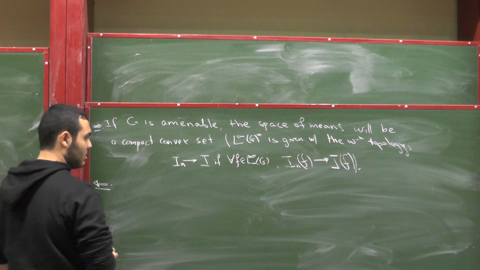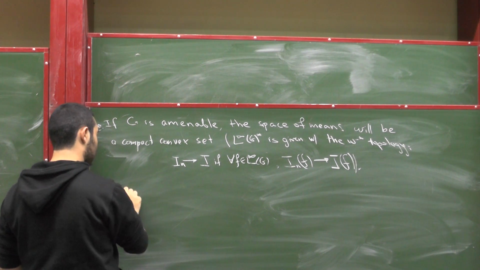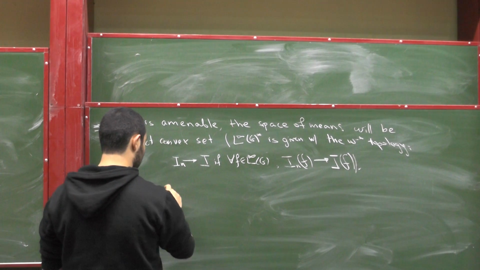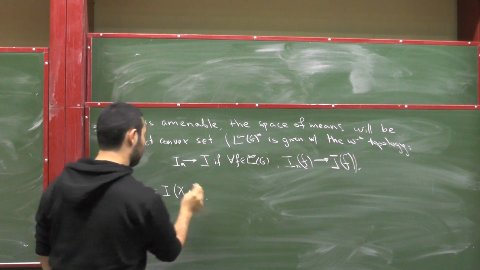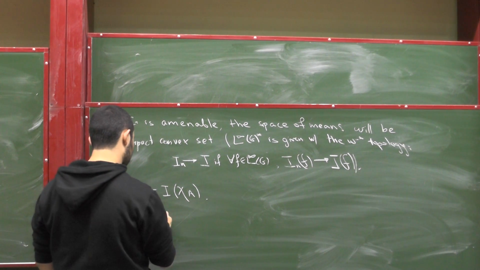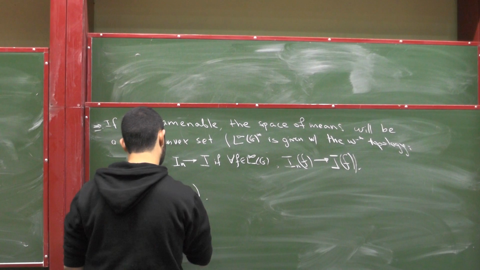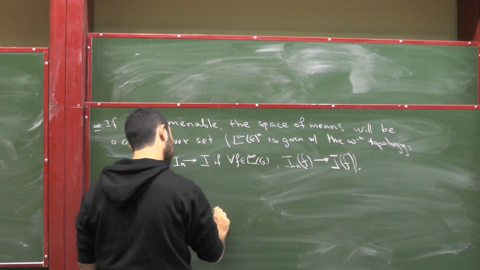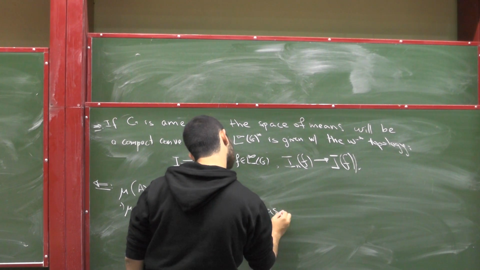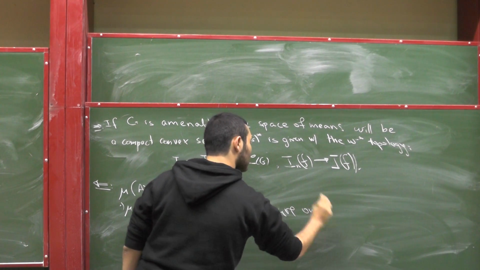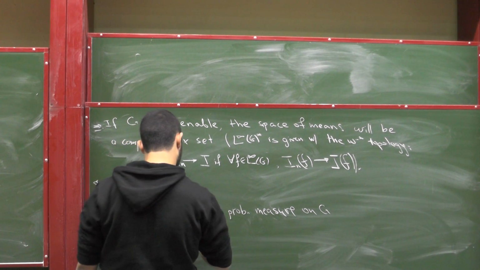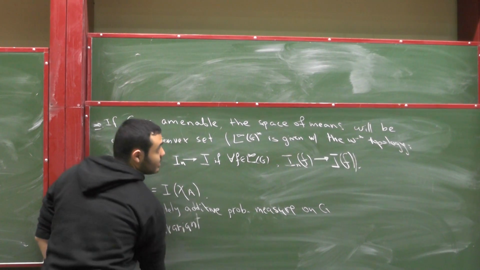For the other side, suppose that I have an invariant mean I. Define the measure of a set A to be the mean of the characteristic function of A. Then check that mu is finitely additive, a probability measure on G, which is left invariant. Now again, I leave the details to you to check.